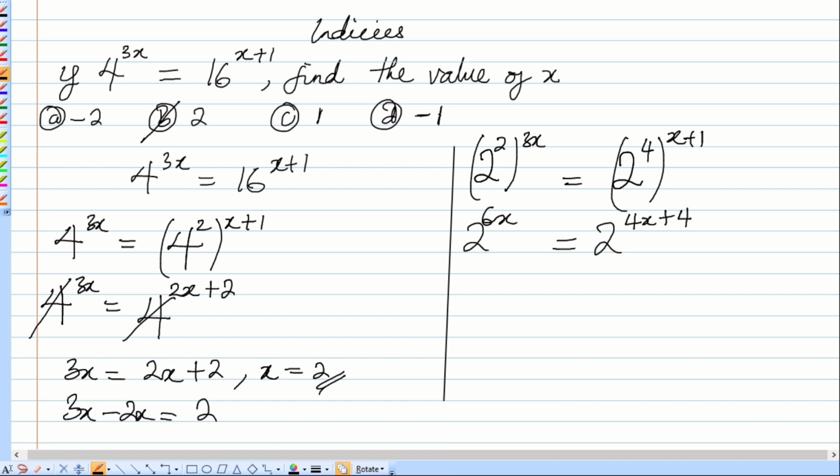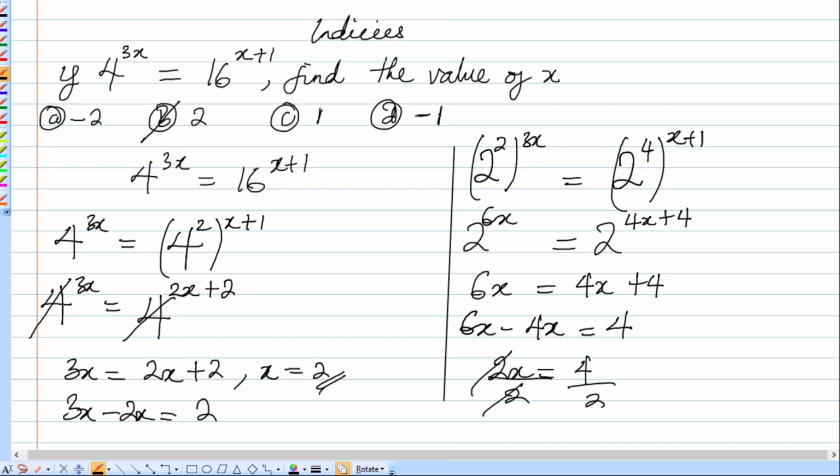So 2 is equal to 2. We just equate the powers. 6x is equal to 4x plus 4. We collect like terms, 6x minus 4x is equal to 4. 6x minus 4x is 2x is equal to 4. We just divide both sides by 2. And then our final answer, x equals 4 over 2, which is also 2. So whichever route you decide to take, we're still going to get the same answer.